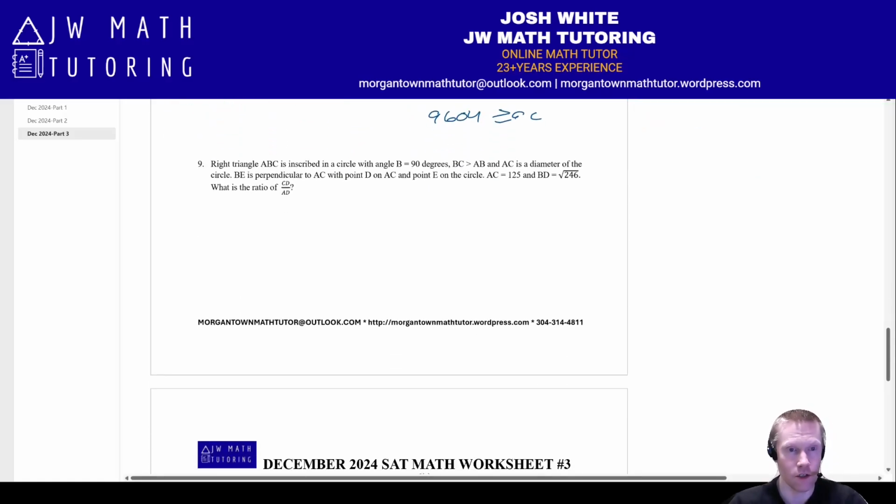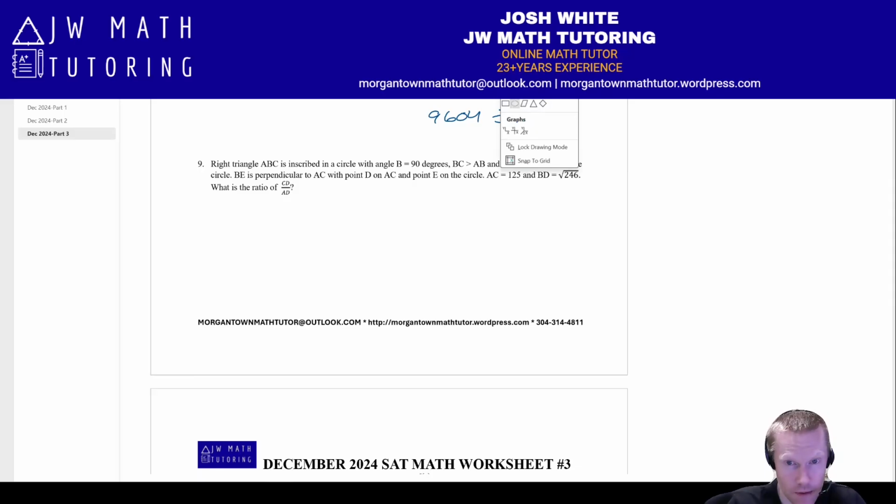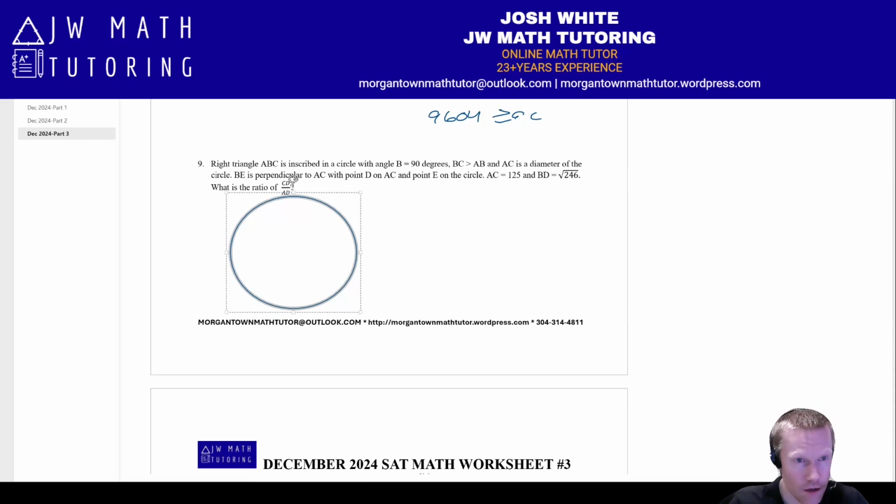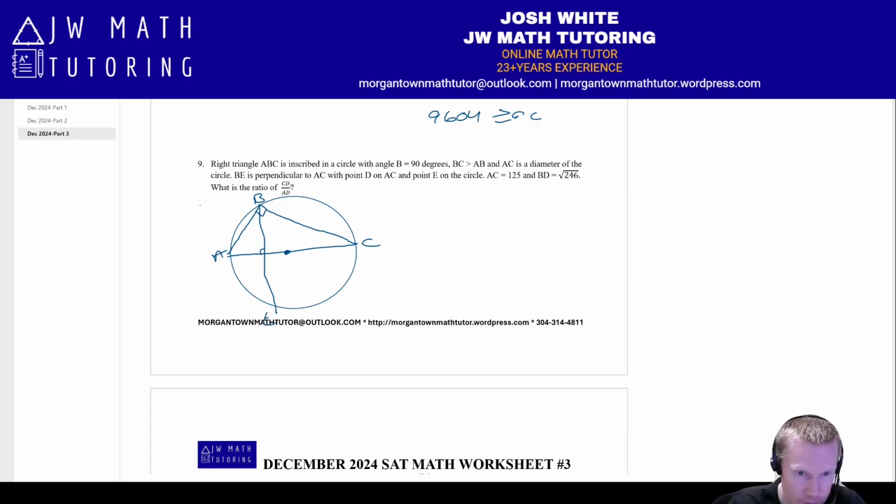All right. Question number 9, we have another repeat, but this one I'm also going to show a second method you can use to solve this problem that I did not show in my last video that had it. So basically what you have going on here is there's a right triangle inscribed in a circle, and the hypotenuse of the right triangle is a diameter of the circle. And then you draw an altitude to the hypotenuse of the right triangle.